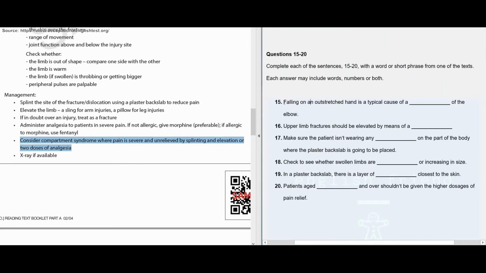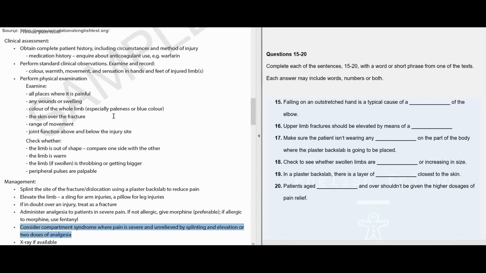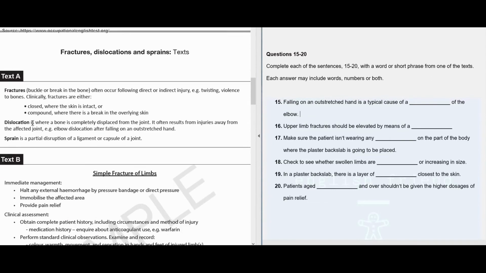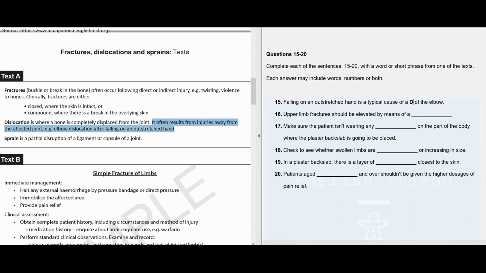Now question number 15. Falling on an outstretched hand is a typical cause of a dash of the elbow. This answer can be found in text A. Here, dislocation is where a bone is completely displaced from the joint. It often results from injuries away from the affected joint. Example, elbow dislocation after falling on an outstretched hand. So answer for question number 15 is dislocation.